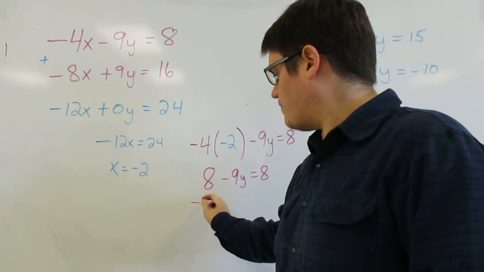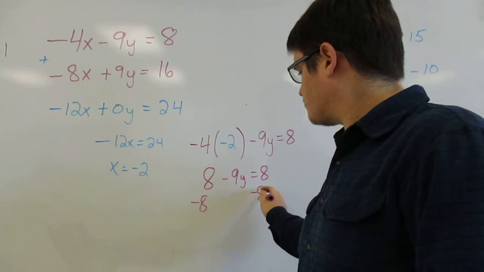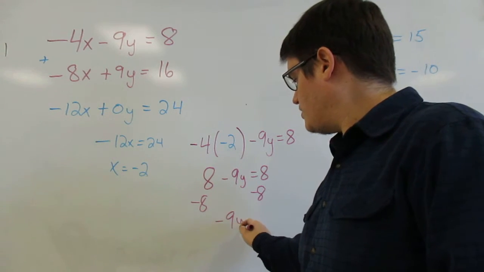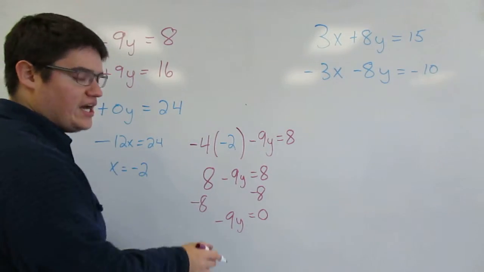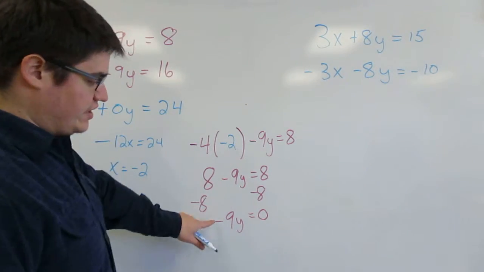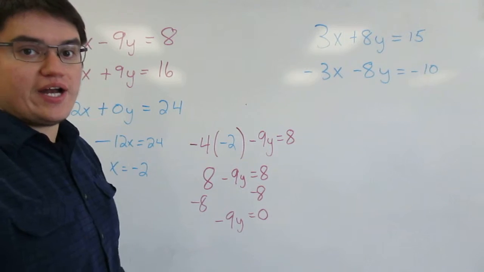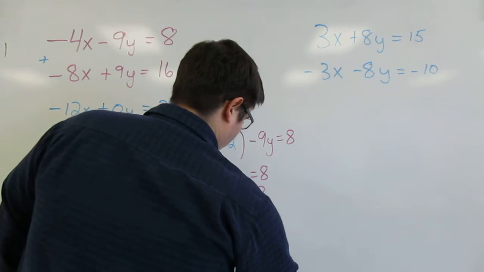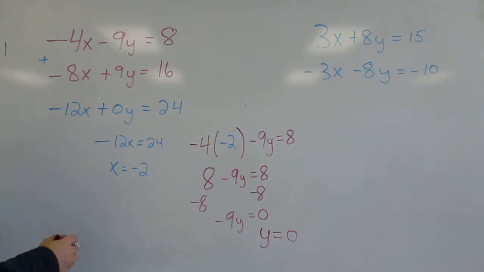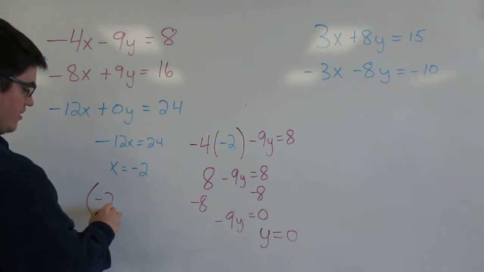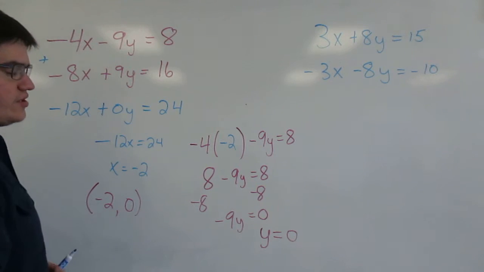Get y by itself. So negative 9y equals 0. Then you divide each side by negative 9. Don't forget that negative sign. But 0 divided by anything is 0. So y just equals 0. So our ordered pair here is negative 2, comma 0.